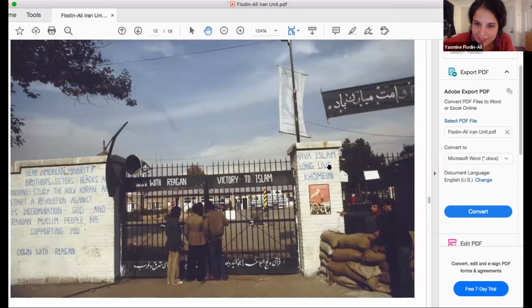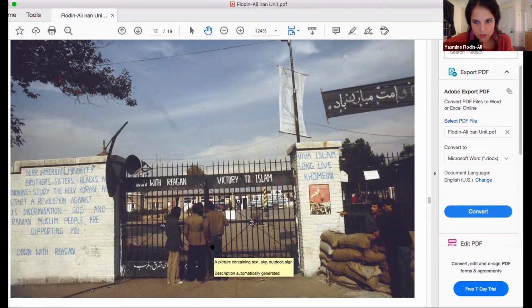So we have Viva Islam. The Viva is interesting. Long live Khomeini. We have a message here to American minorities. We've got a thing that says down with Reagan.